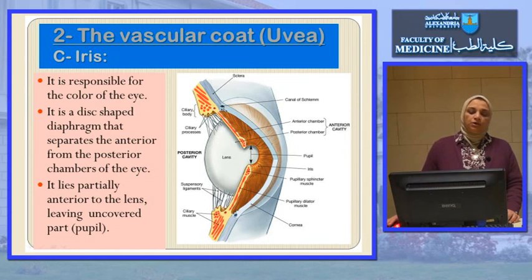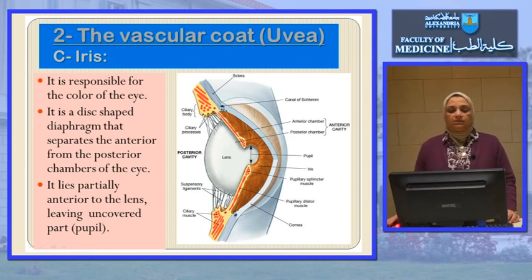This is the pupil, the opening in the center of the iris. You can see behind it the lens. Again, what is the structure of the iris? It's responsible for the color of the eye. It's disc-shaped and separates the anterior chamber from the posterior chamber, but not completely. There is an opening in the center.